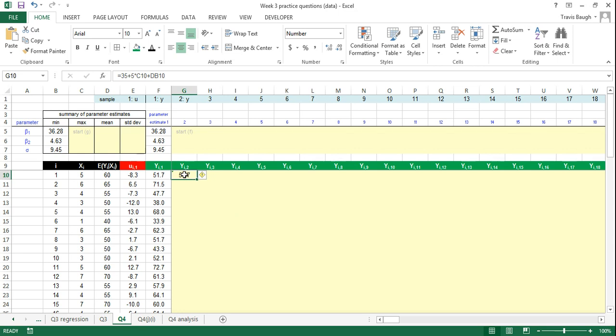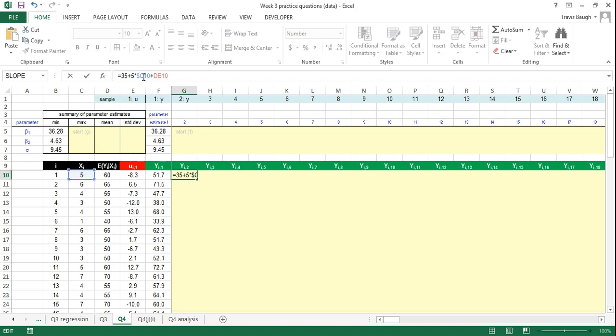As I'm doing this, I need to think about where absolute references should go. The 35 and the 5 will not change as I copy because they're just hard key numbers. The C10 I do need to fix. I need to put a $ there in front of the C, so as I copy this across, it's always going to look to this column C for the x value.